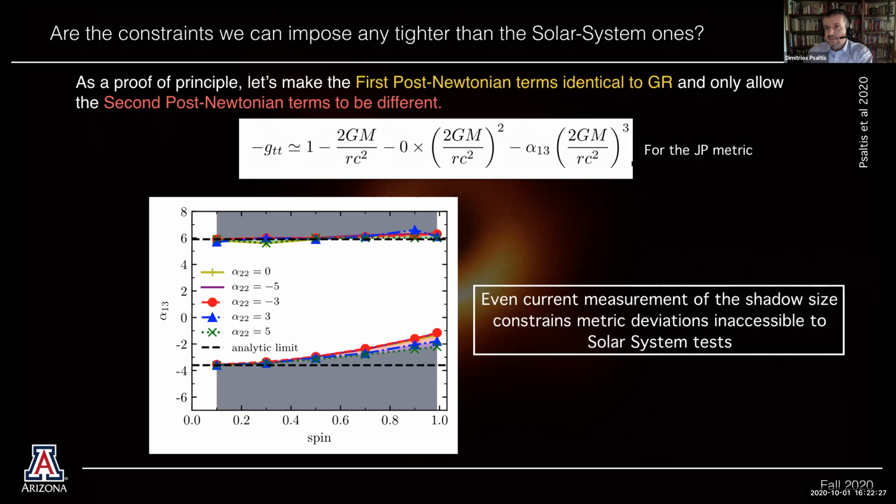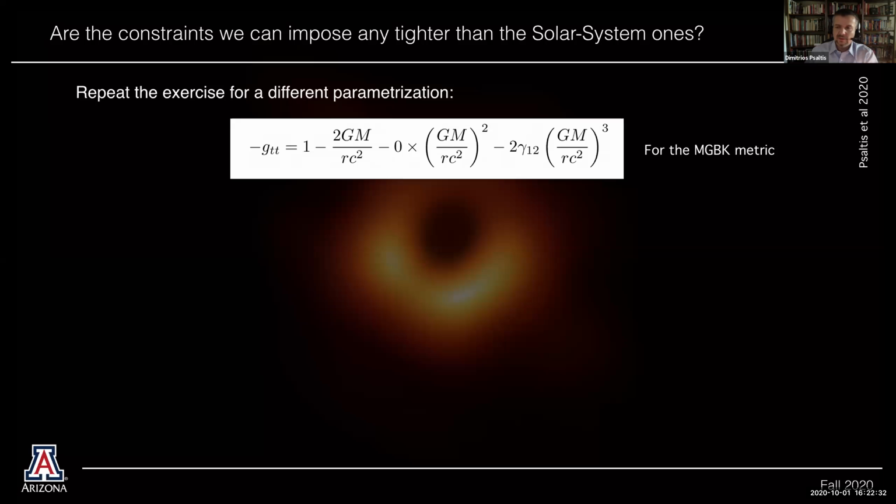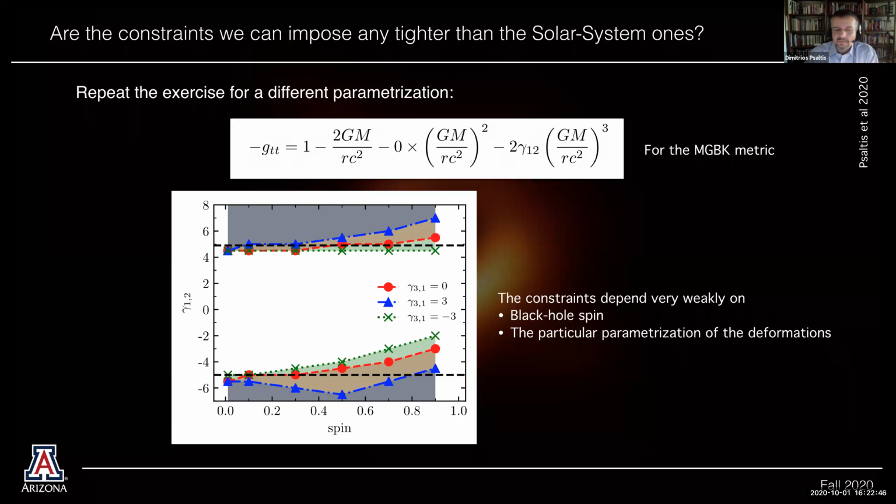Is it possible that this is because of the particular parameterization we've had, the JP metric? Well, we repeated it for the other metric, the MGBK metric. Again, Minkowski, Newton, no first post-Newtonian term, the leading term being second post-Newtonian, and we get something very similar. That parameter in that metric is constrained to be ±5, give or take. Spin has a very weak dependence, and this other parameter makes very, very little difference.